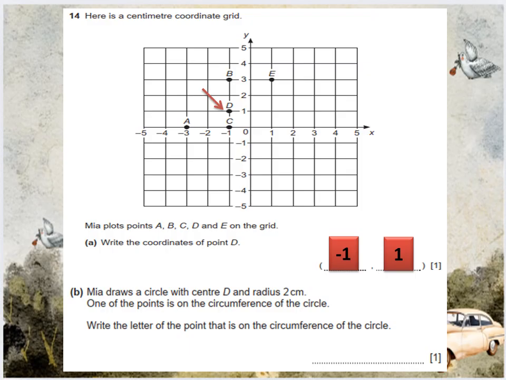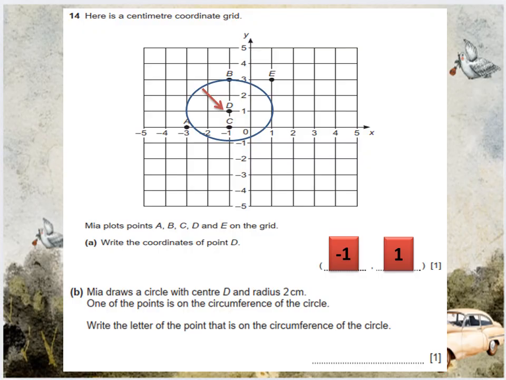May draws a circle with center D. This is center D, and the radius is 2 centimeters. One of the points is on the circumference of the circle. So we need to, from point D, measure 2 centimeters. So it will be at letter B, and at what letter also? We need to draw the circle crossing letter B, so that this is 2 centimeters from D. Then write the letter of the point that is on the circumference.